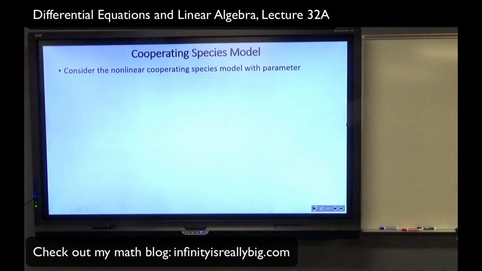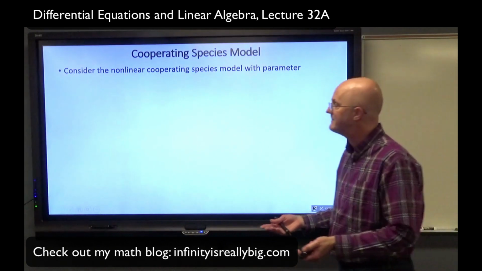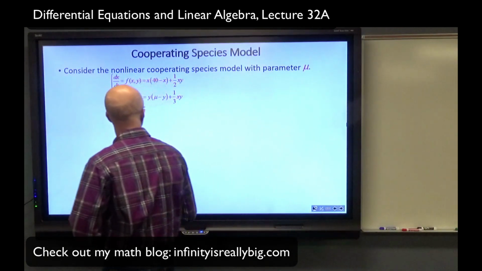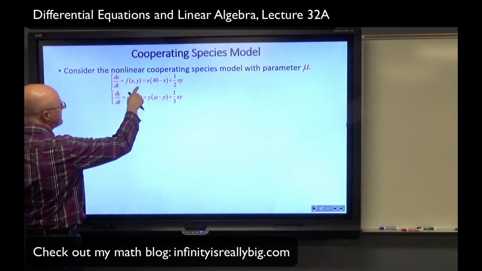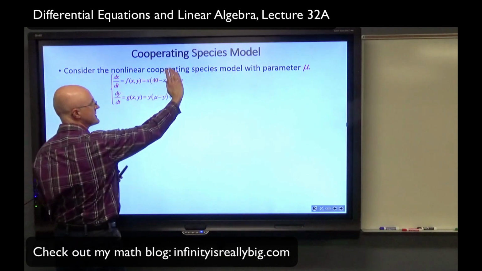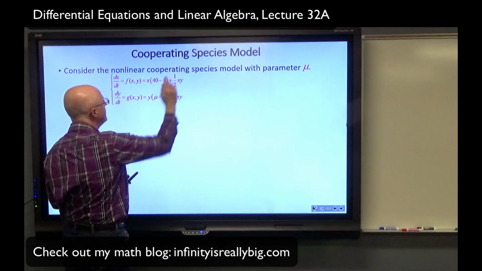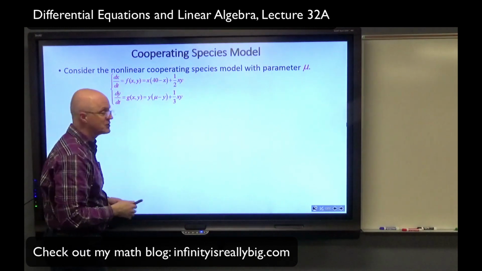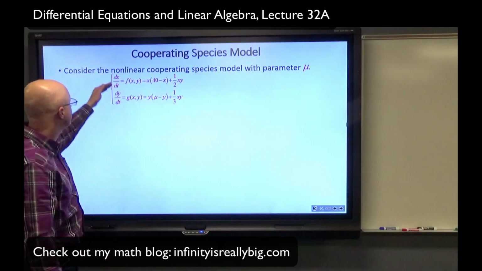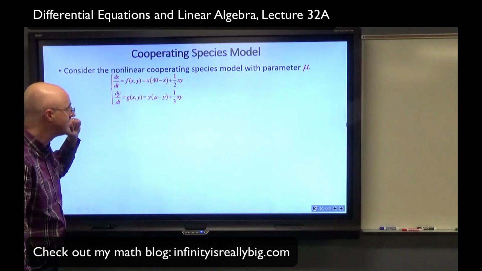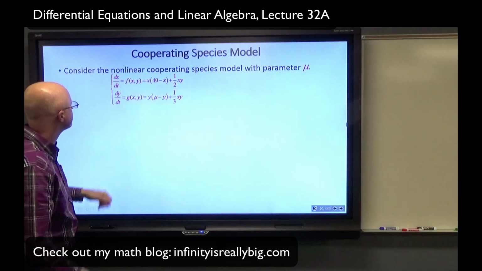It's going to be a nonlinear system, very similar to the competing species model, a very similar kind of form. We've got an unknown parameter mu. dx/dt is f of x, y. This term represents logistic growth in the absence of y, plus the interaction term that's got a positive coefficient. So when y is positive, that contributes positively to x's growth rate. Similar kind of thing for y.